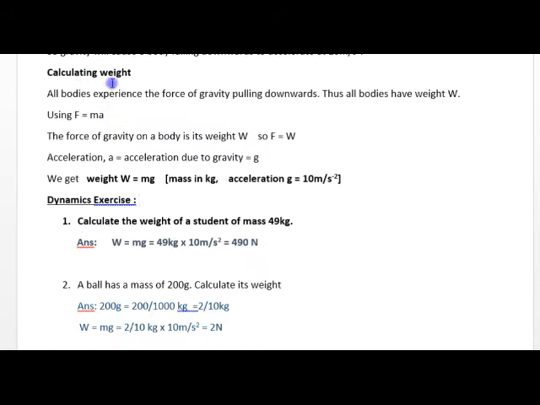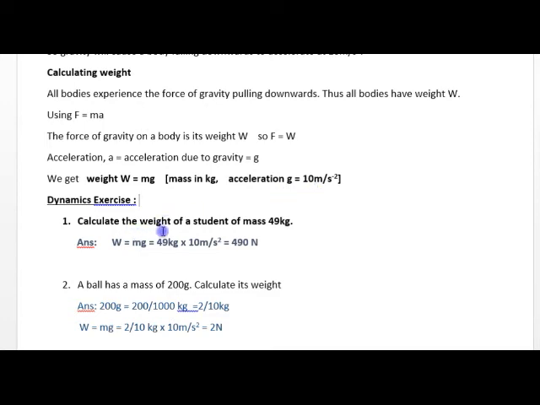Maintenant, let's calculate weight. If you use the formula F égale ma, weight is the force of gravity. Donc, F is weight. L'accélération dans ce cas-là, c'est acceleration due to gravity. Alors, a is g. Donc, F égale ma devient W is equal to mg. Weight is the force, g is acceleration. So, this is the weight of an object. Nous savons sa formule. La masse est en kilogrammes et g is 10.